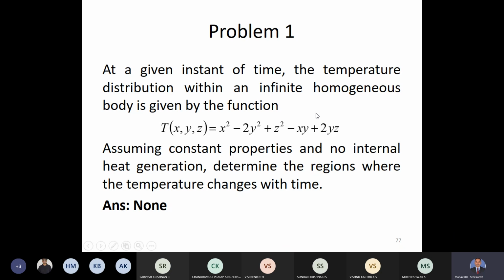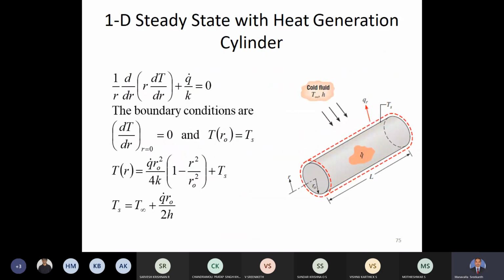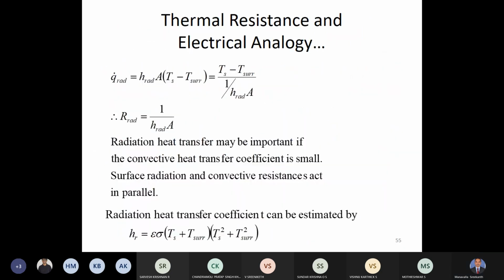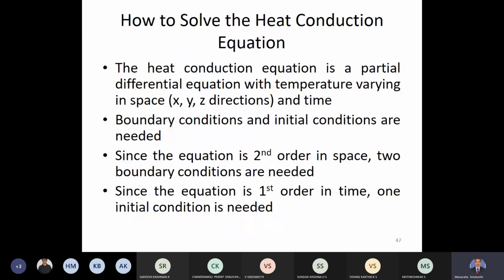Now, how do we do that? As I said in the previous class, the variation of temperature with respect to time is quantified by the term dou T by dou tau. If you can estimate this value, dou T by dou tau, the magnitude of this value will tell you whether the temperature is changing with time or not. So we have to estimate this. For that, we should use the general conduction equation. You can see here the first equation that we derived.